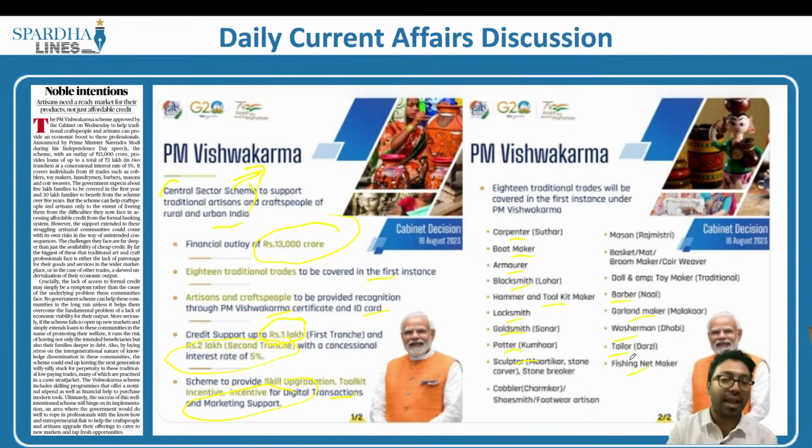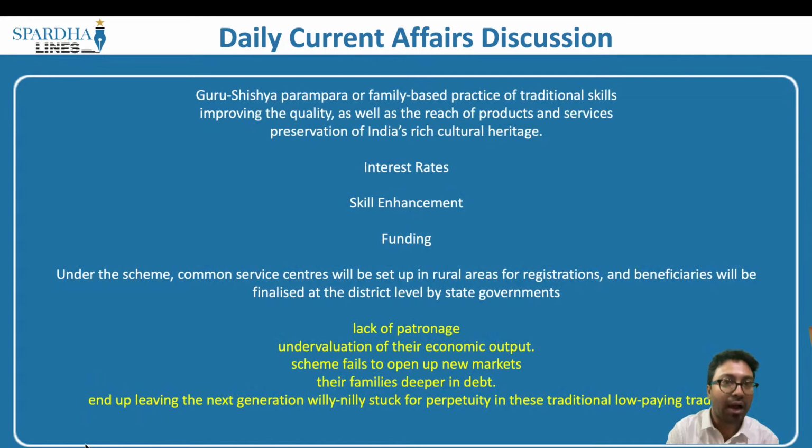What are the other important aspects covered under this particular scheme? Under this scheme, what they will also try to infuse is the Guru Shishya parampara, or the family based practice of the traditional skills. What exactly happens in India? In India, what we had was the Guru Shishya parampara, which means you had the guru who happens to be the teacher. The same was also the knowledge that is transferred from the guru to the shishya, that is his disciple or the student. So this will not be provided to other sections of the people because of the historical reasons. So basically this will have a Guru Shishya parampara or a family based practice.